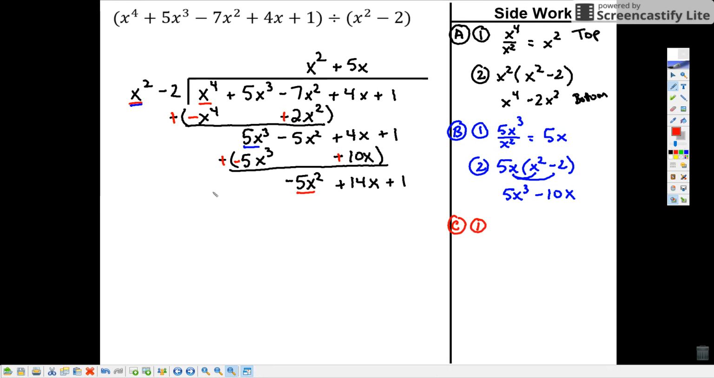We're going to go ahead and divide the negative 5x squared by the x squared. So notice in all 3 of our parts, we're always dividing by the x squared. That's because the divisor never changes. So this will give us a negative 5. Remember, that needs to go on top.